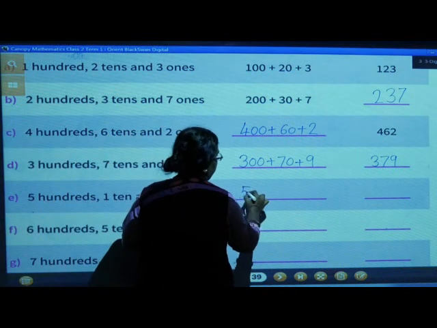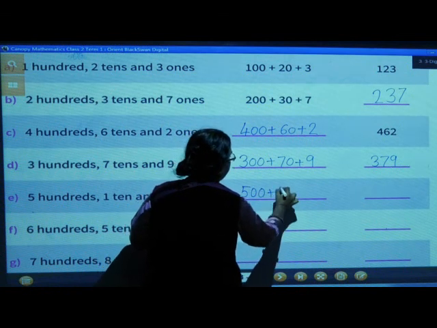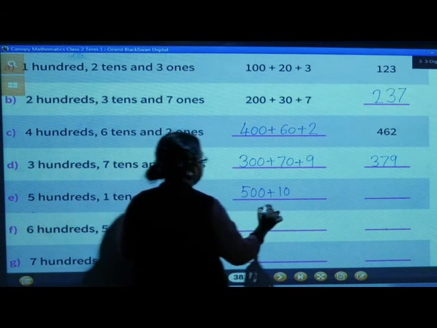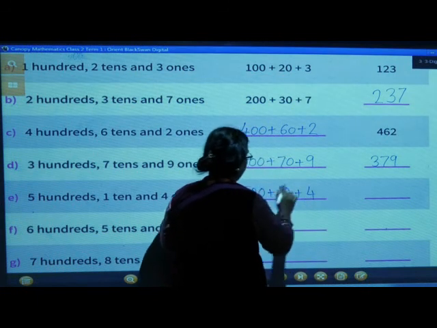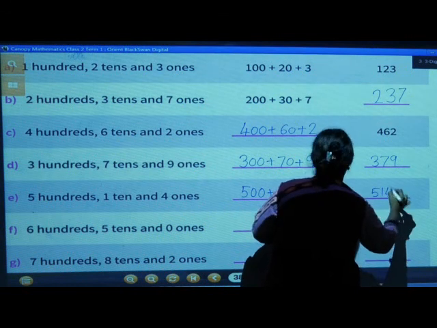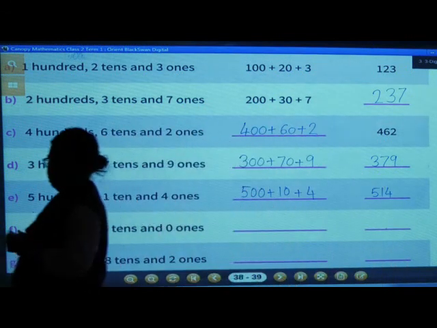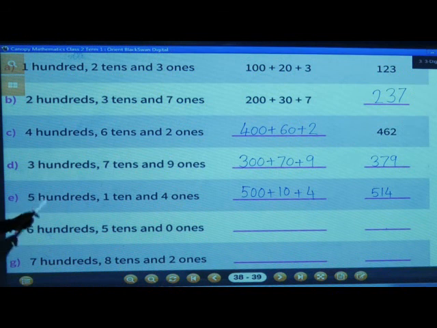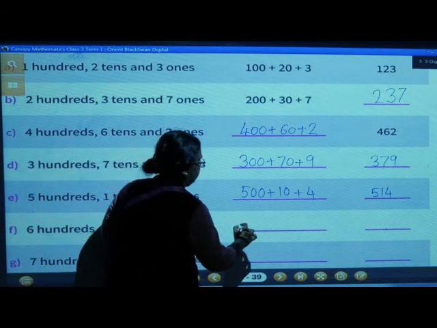500 plus 10 plus 4 ones. So 514. 5 hundreds, 1 ten and 4 ones. That is 500 plus 10 plus 4. That is 514.